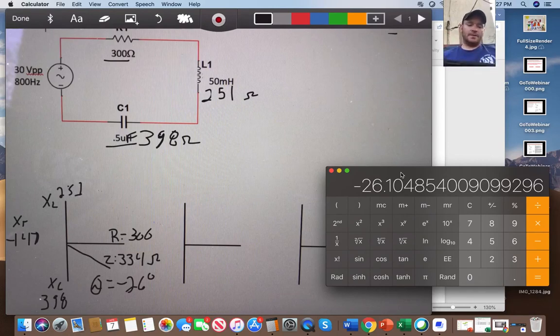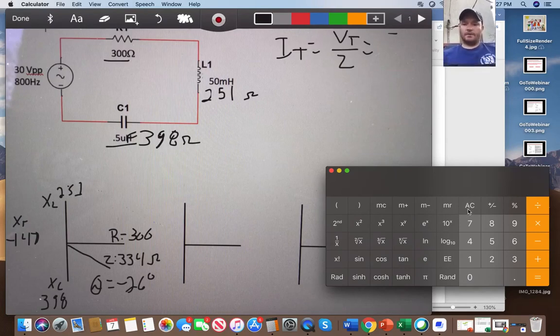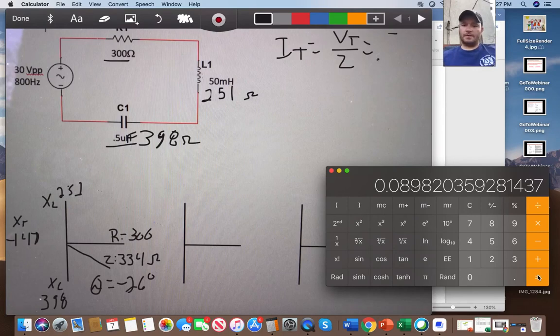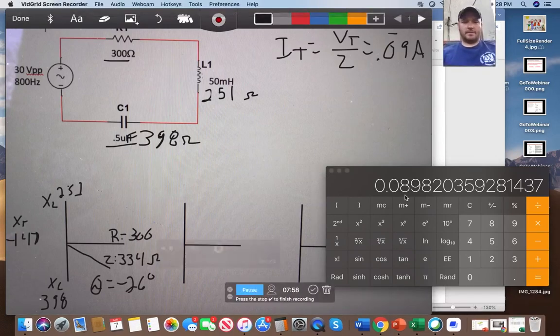So now what we need to do is figure out our IT. IT is our voltage total over Z. That's the easiest way to do it. So we're going to do 30 volts divided by 334, and this is going to equal, our IT equals 0.09 amps.